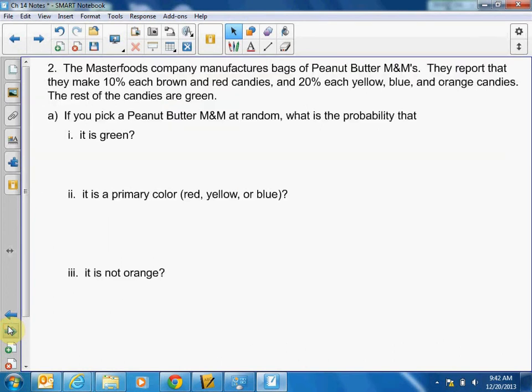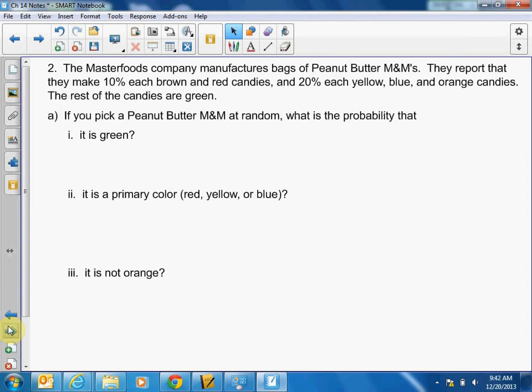All right, let's check this out. Master Foods Company manufactures bags of peanut butter M&Ms. They report that they make 10% each brown and red candies and 20% each yellow, blue, and orange. The rest of the candies are green. If you pick a peanut butter M&M at random, what is the probability that it is green?